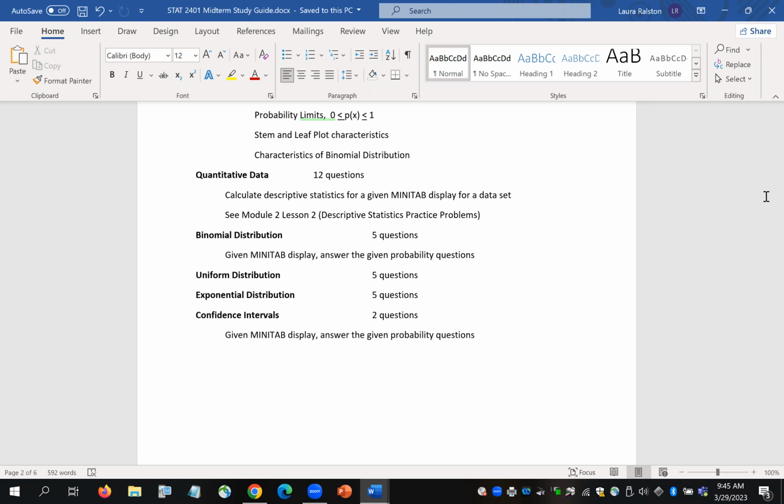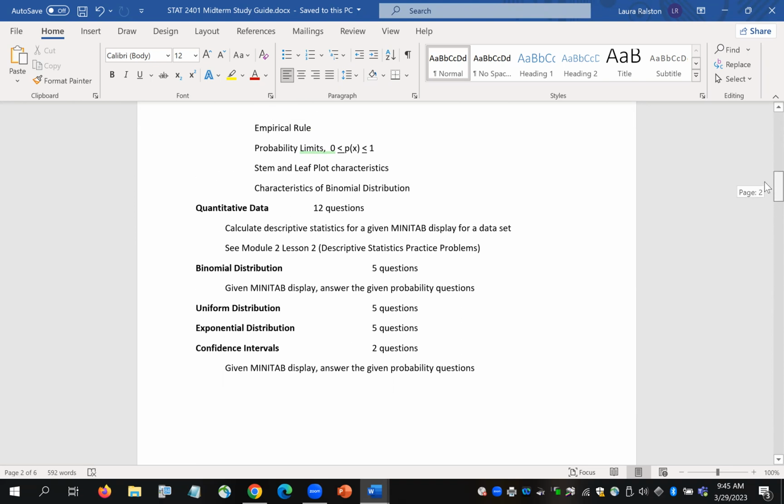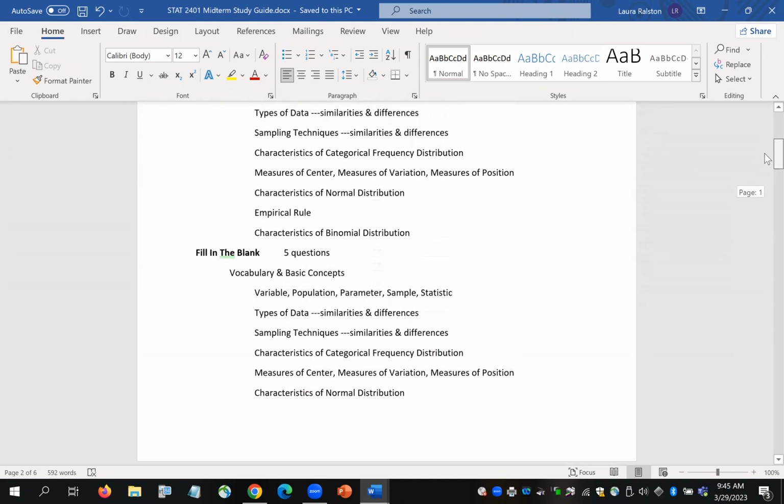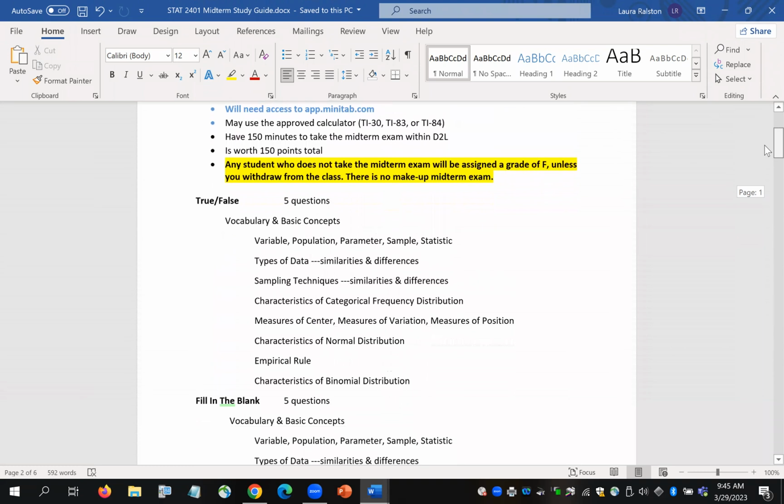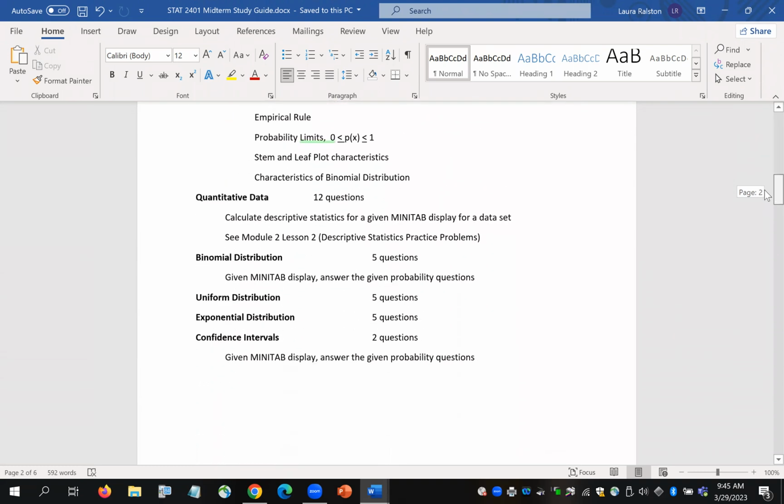Other general questions? Stem and leaf plot. Did we do that one? Yes, we did a stem and leaf plot. I can show it to you in just a minute.